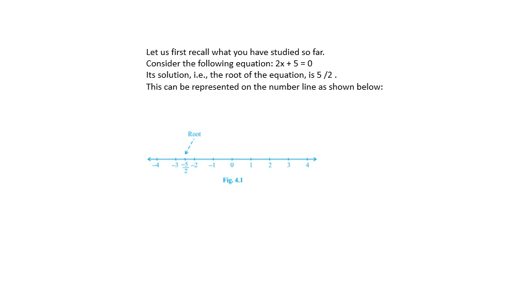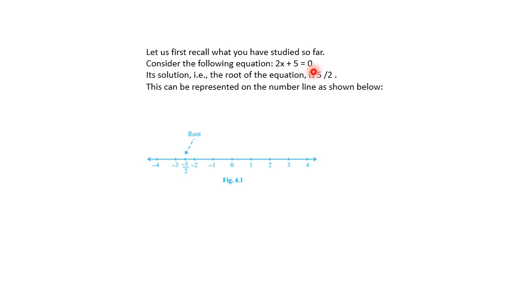Okay, so let us recall what you have studied so far. Consider the equation 2x plus 5 equal to 0. Now what is the degree of this equation? The degree of the equation is 1. 2 into x raised to 1. Therefore, the degree of the equation is 1.